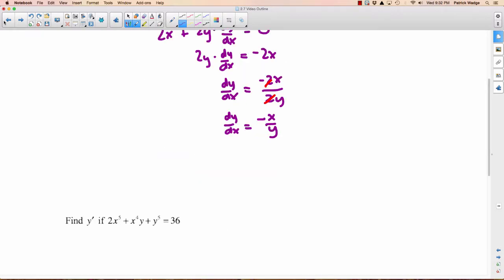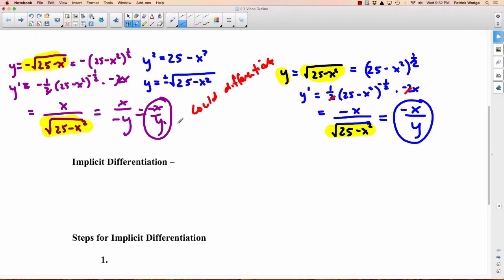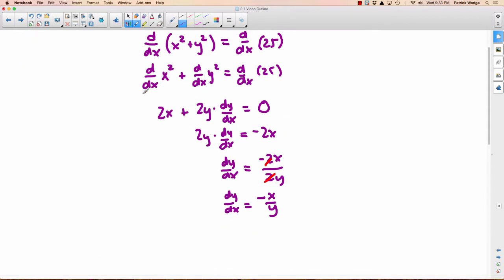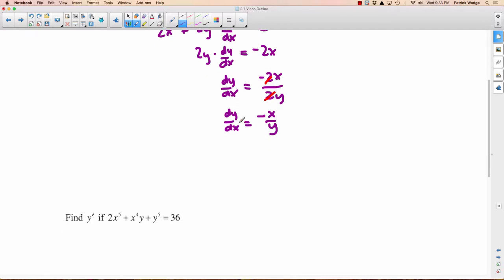And if you compare that to what we had before, you'll see it's exactly the same, negative x over y. So we got the same answer, but I would suggest that this was a little bit easier. It looks like a lot of steps here. Most of these steps you wouldn't even do, as you'll see in the next time we answer this.